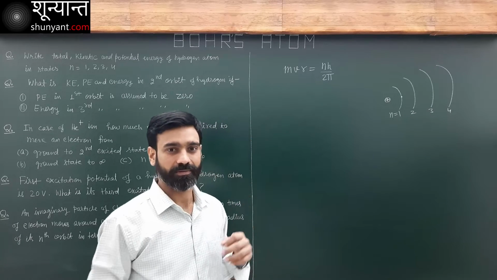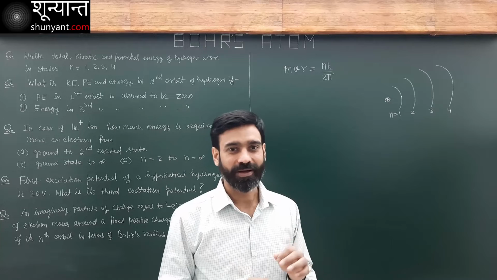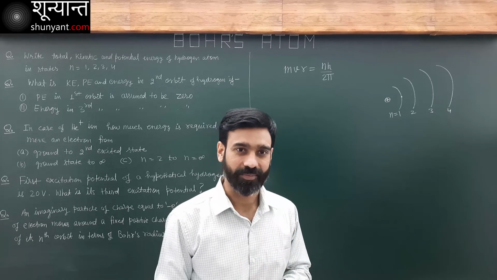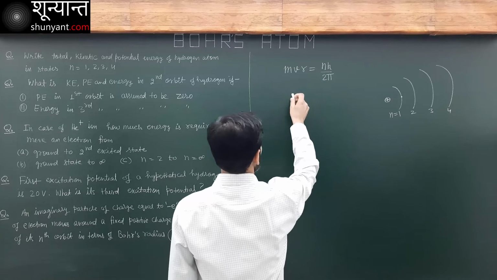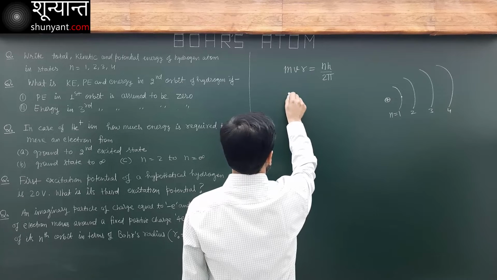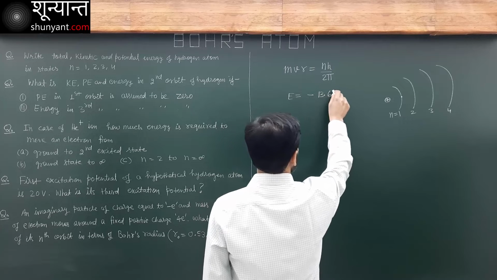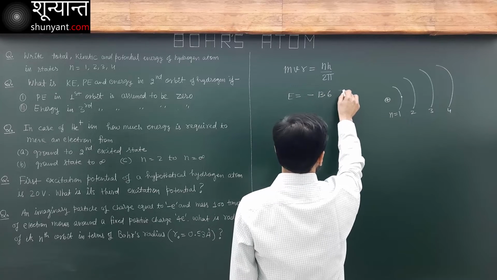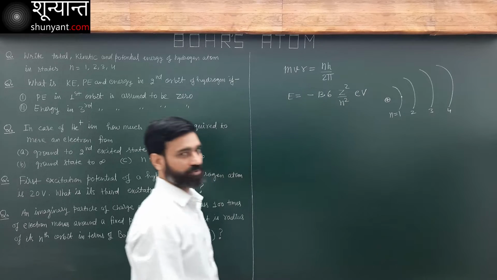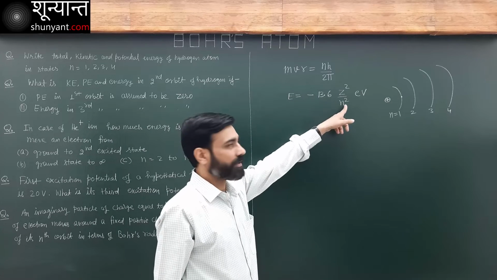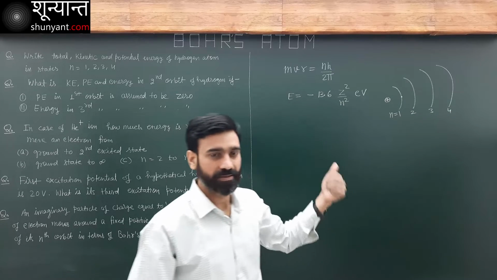Of course, it's always better if you can keep in mind all those relations. But a few are essential, fundamental, mandatory. You have to remember them. The first one is this. The second one is this. This is energy. It is minus 13.6 Z square over n square, and this is in electron volt. Z is the atomic number. n is the orbit: first orbit, second orbit, third orbit, or state.